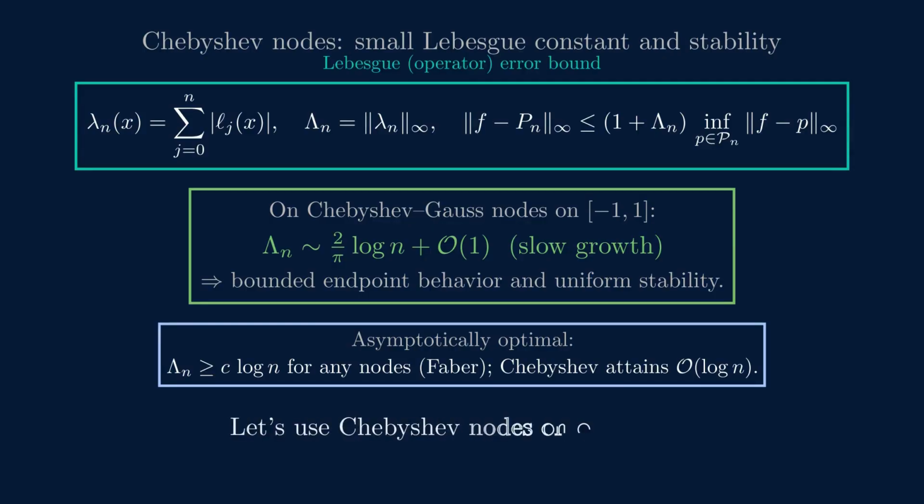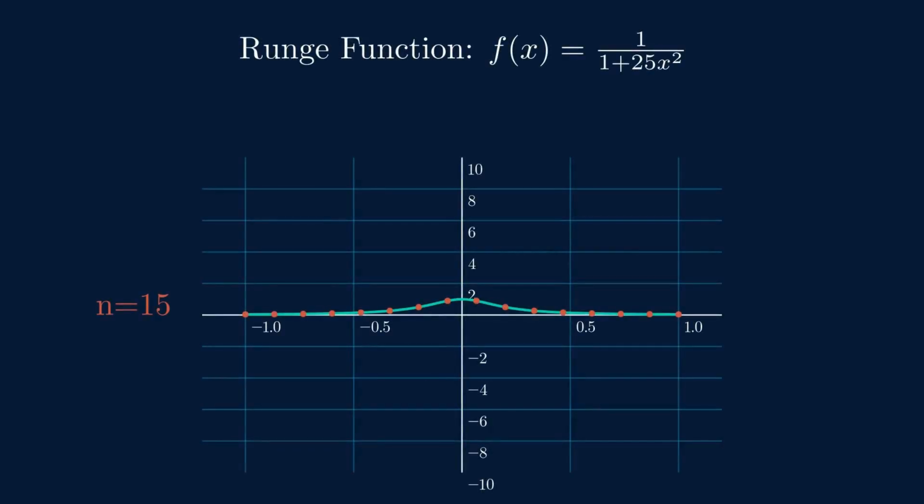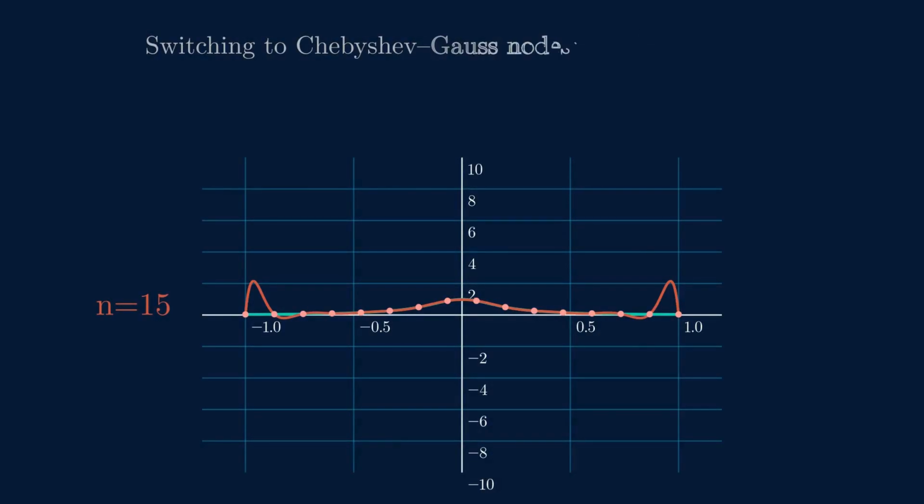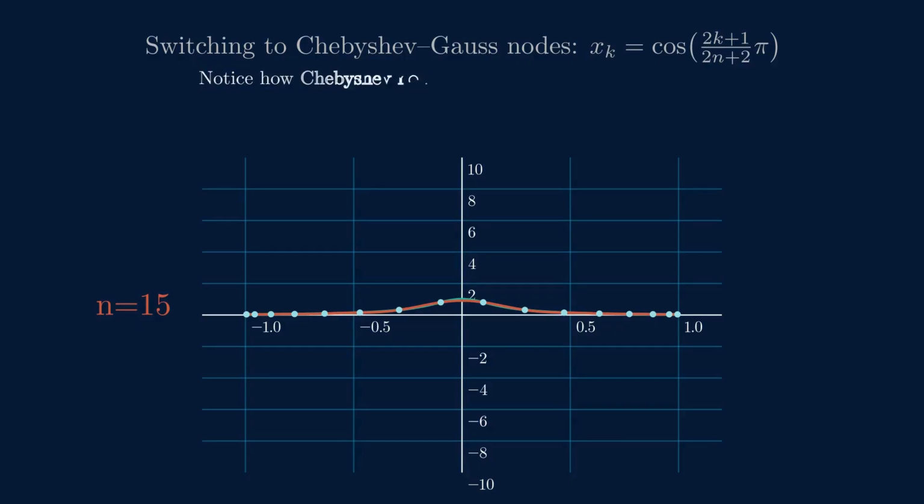Let's use Chebyshev nodes on our graph. Switching to Chebyshev Gauss nodes. As the nodes migrate toward plus and minus 1, spacing tightens near the endpoints and the boundary ringing subsides. Notice how Chebyshev nodes naturally cluster near the edges.